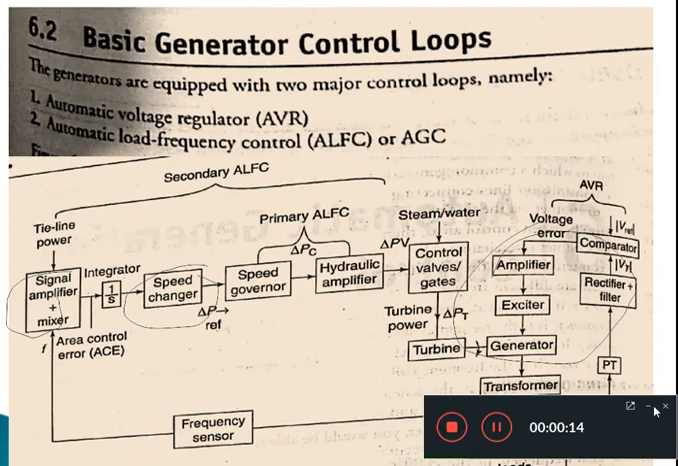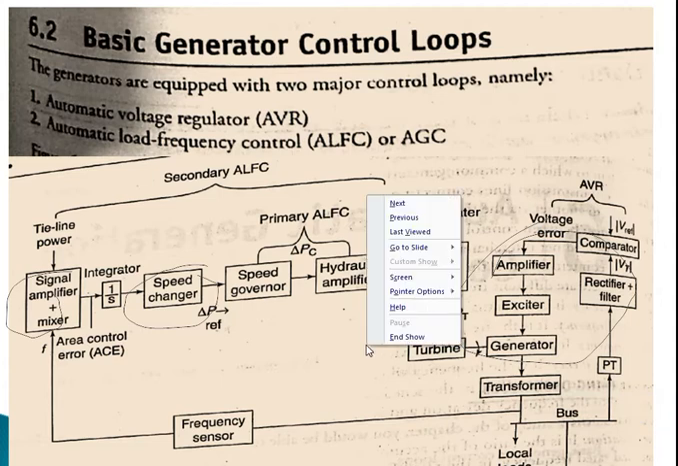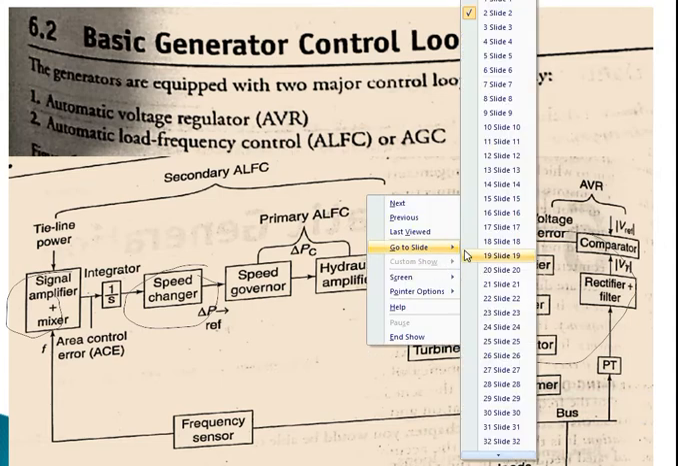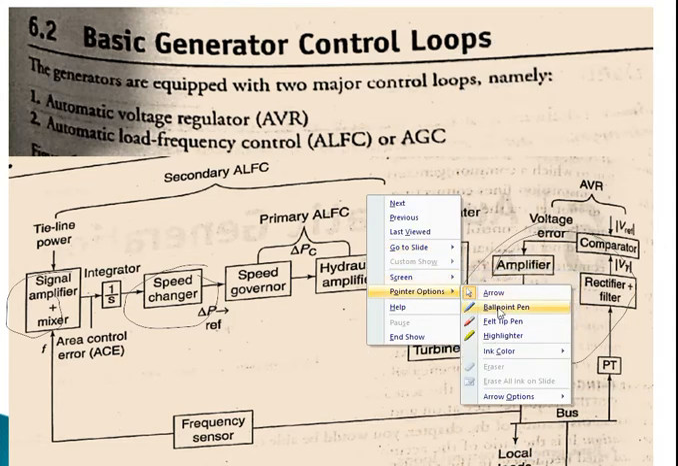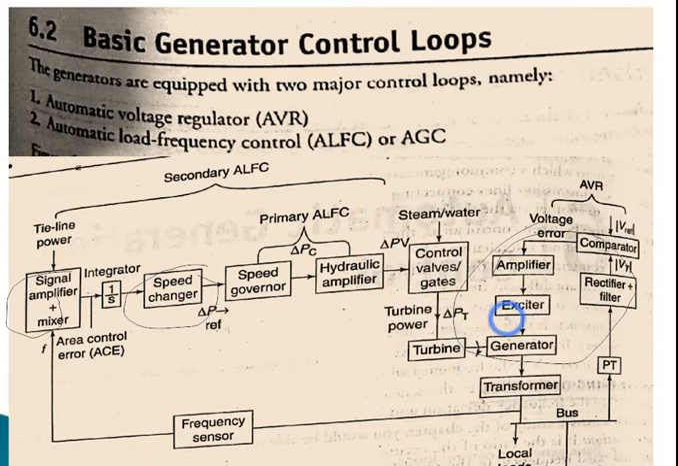First we shall discuss the generator control loops. There are two different kinds of loops in generator control, that is the automatic AVR loop and the ALFC loop. So in this AVR loop, we know that there are some blocks. So this is the AVR loop.